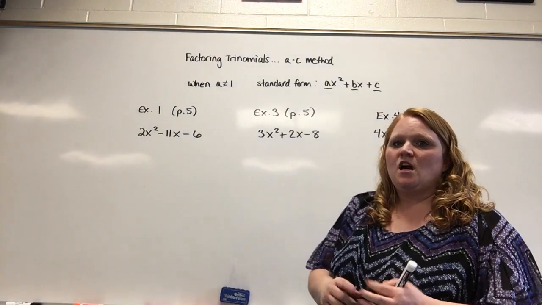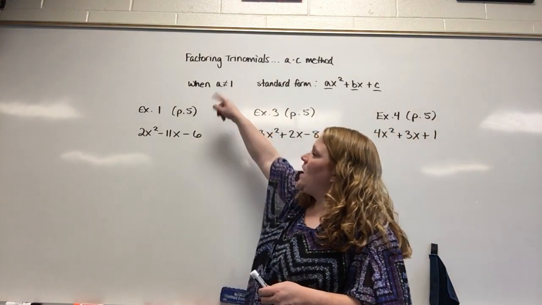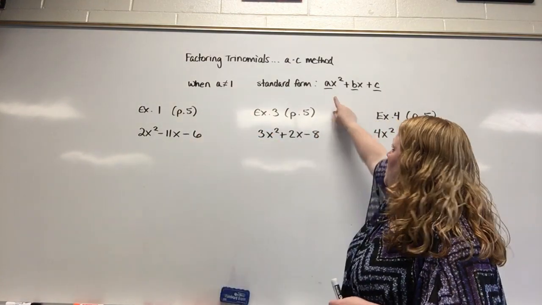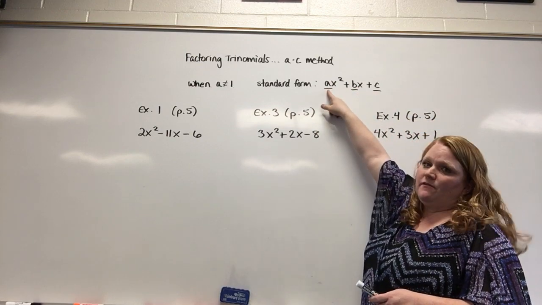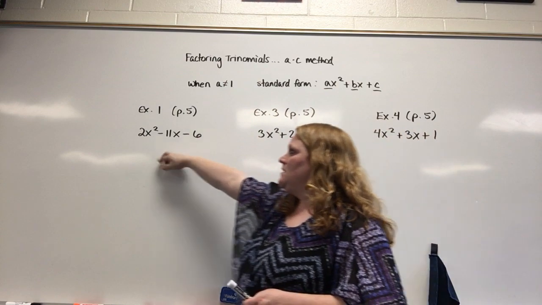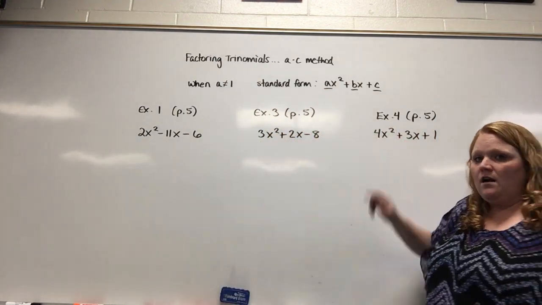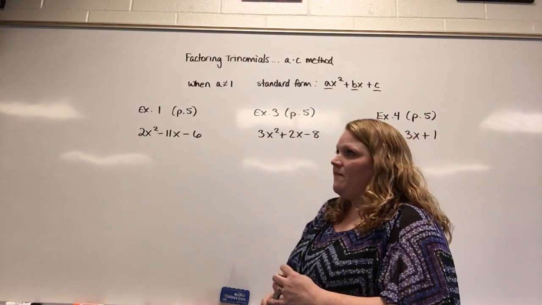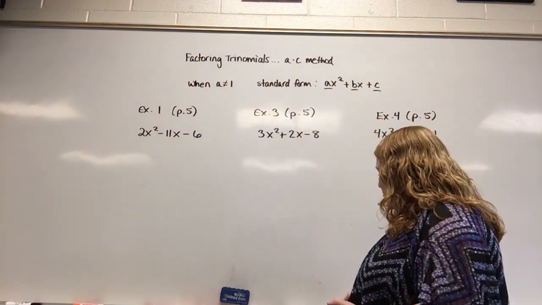So in this video, we're going to talk about factoring using the AC method when the A value is not 1. So remember, with standard form, we have ax squared plus bx plus c, and the A term is in front of the x squared. So in this example, A is 2, A is 3, A is 4. All right, so we're going to start off the same way we did when the A value is 1, but then there's going to be some other steps.